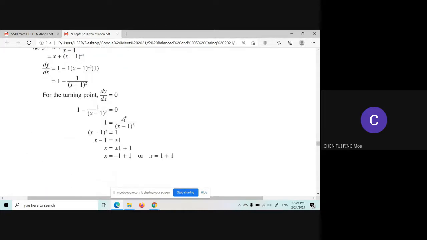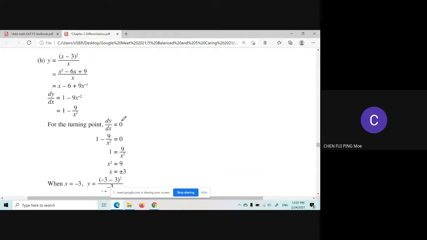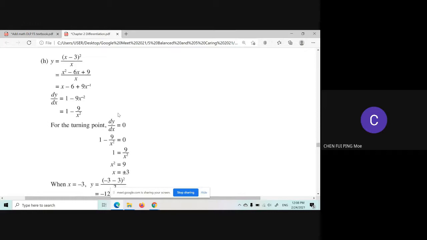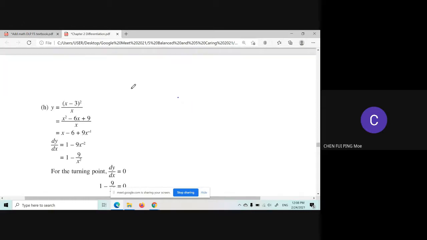1H. This one. Okay, do the same thing. Because they say turning point, so must do dy dx. So find dy dx first.